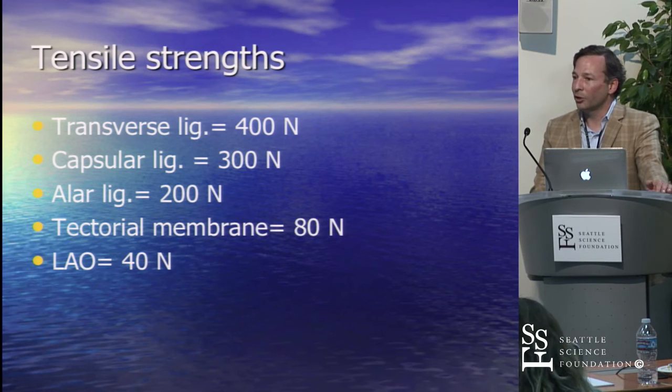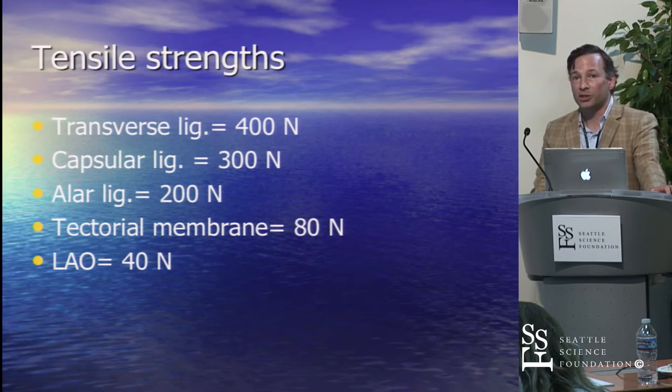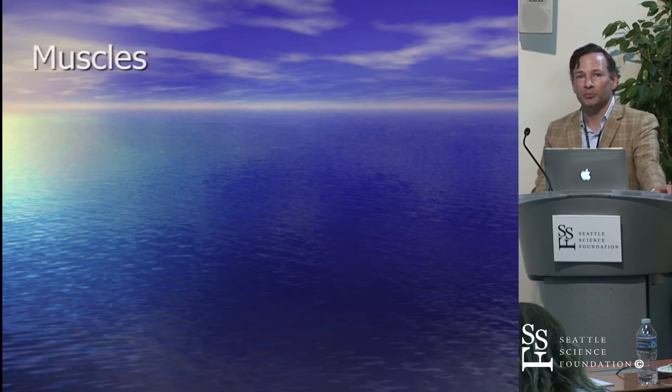This is a nice outline that shows you some of the major players as far as ligaments of this region. Transverse ligament by far is the strongest and is the one that you want to maintain integrity for. However, capsular ligaments of both the occiput and C1 and C1, C2, most people don't consider those as strong inhibitors of rotation, and they're strong at 300 newtons before they avulse. Alar ligaments, tectorial membrane, and then far at the bottom of the list would be the lateral atlanto-occipital membrane.